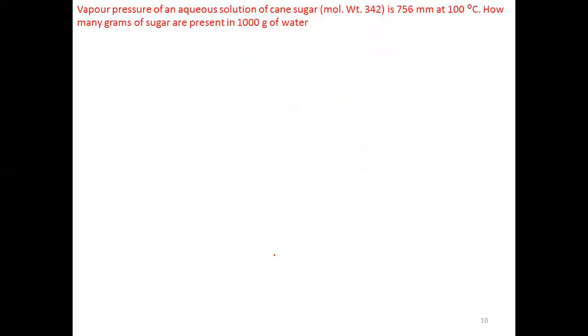Let us come to the next numerical and last numerical of this session. The vapor pressure of an aqueous solution of cane sugar is given, its molecular weight is 342. Its vapor pressure is given as 756 mm at 100 degrees C. Now, how many grams of sugar are present in 1000 gram of water? We have to calculate how much weight of cane sugar we should add to 1000 gram of water so that its vapor pressure becomes 756 mm.